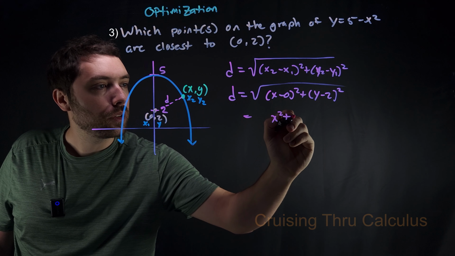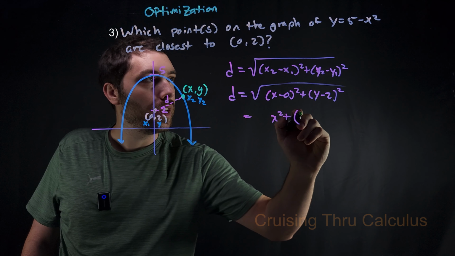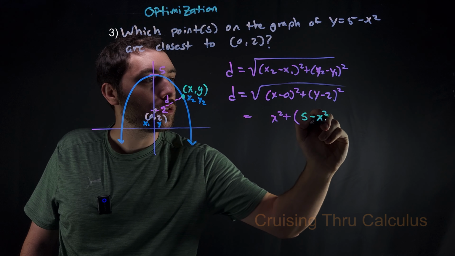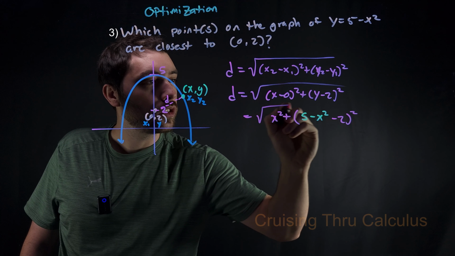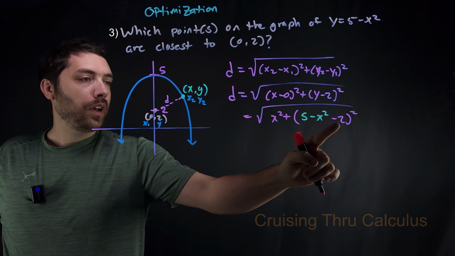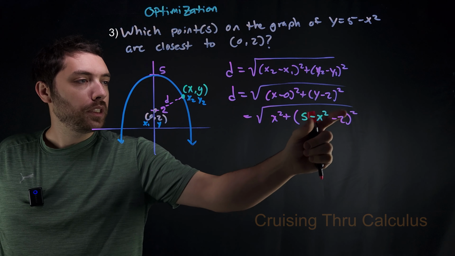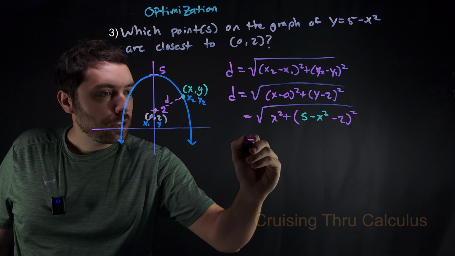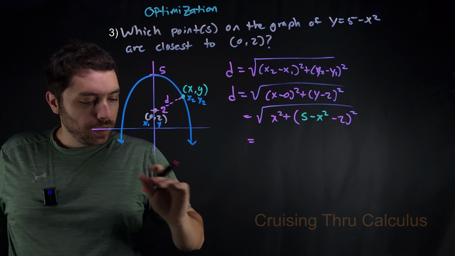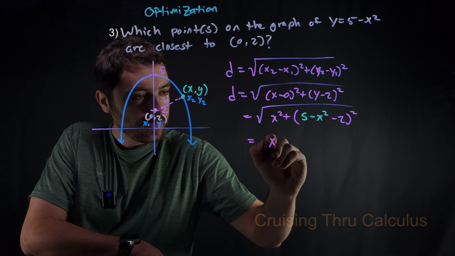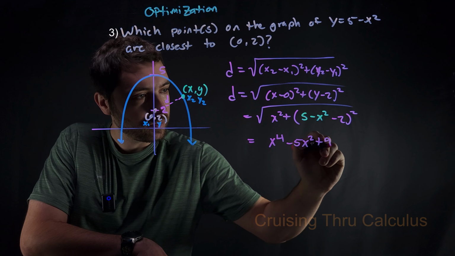Let's see what we get here. I know we're going to get x squared over here. Then over here, we're going to get 5 minus x squared, and then minus 2, squared, and then all square rooted. Now, 5 minus 2 is 3, and then you're going to have 3 minus x squared, quantity squared. What I recommend at this point is to expand the whole thing and collect all like terms. I've already done that, and when you do that, you get x to the fourth minus 5x squared plus 9, square rooted.